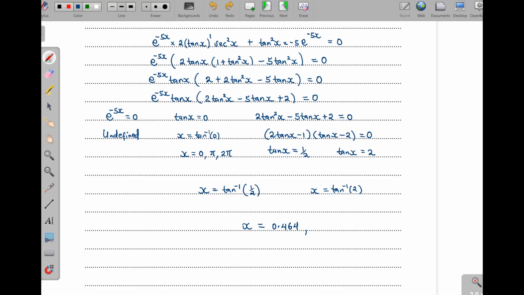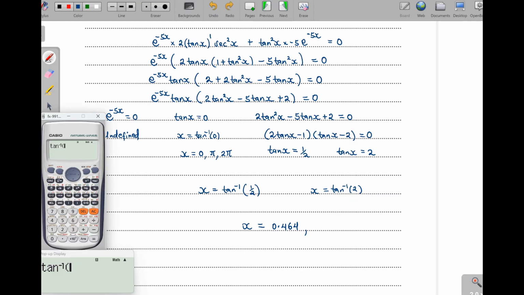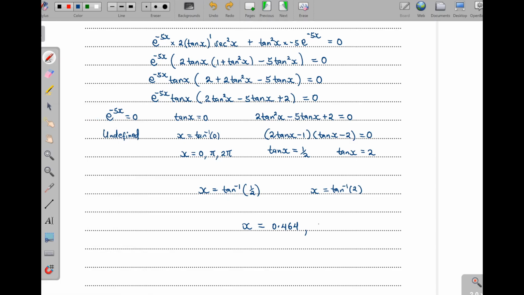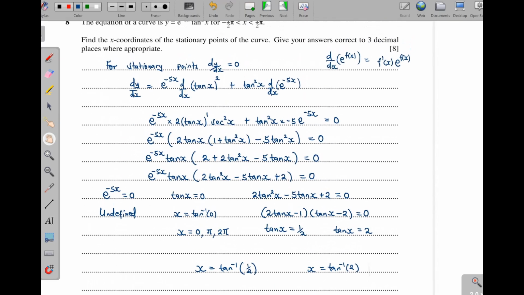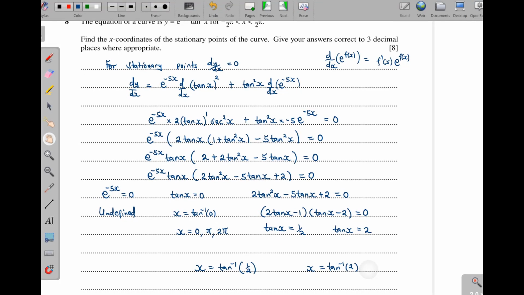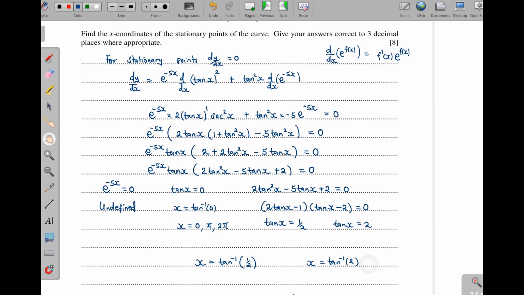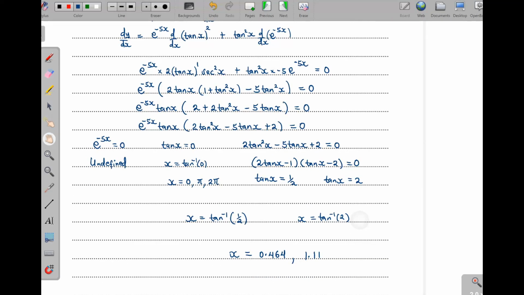Then this other one, arctan of 2. I come back here and put a 2. That is 1.107. Did they give us the degree of accuracy? They said 3 decimal places. We are not giving to 3 significant figures, but 3 decimal places. So this will be 1.107.